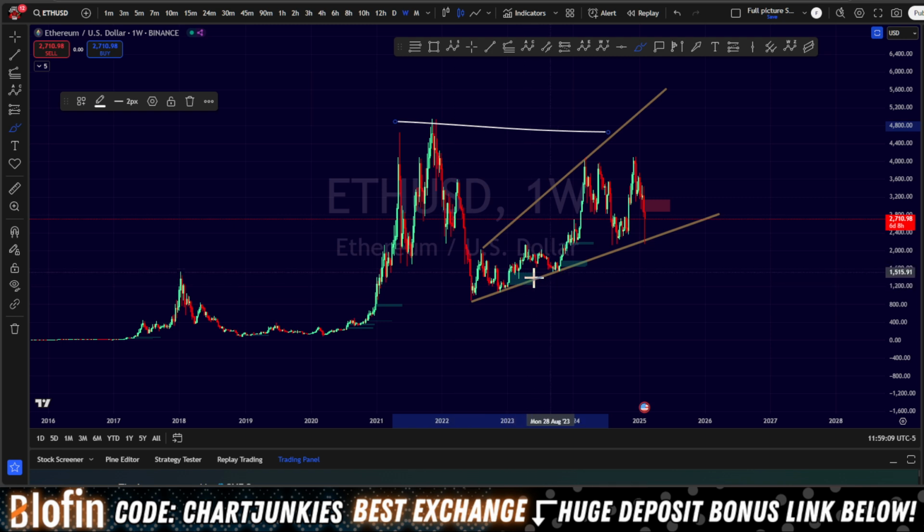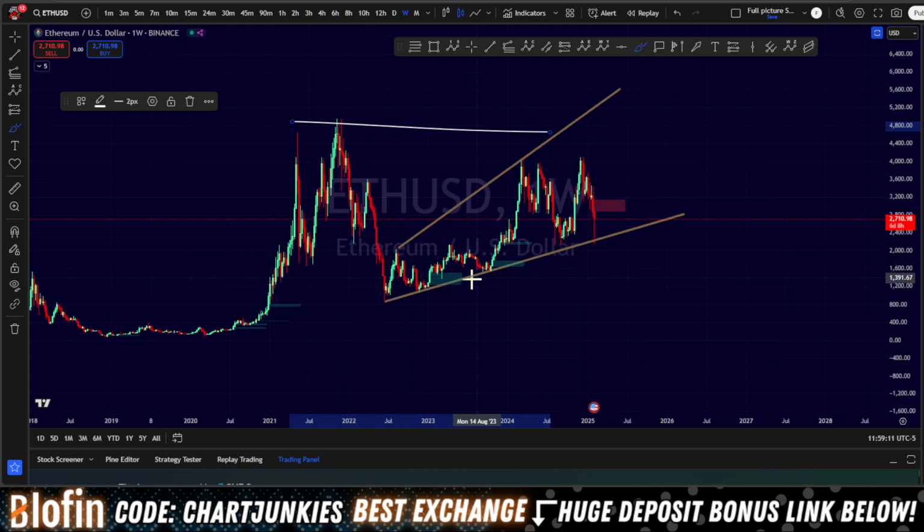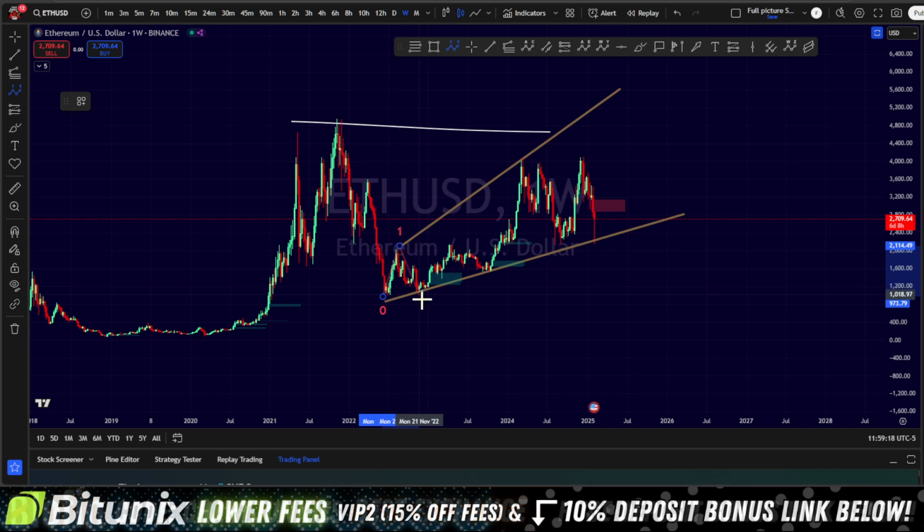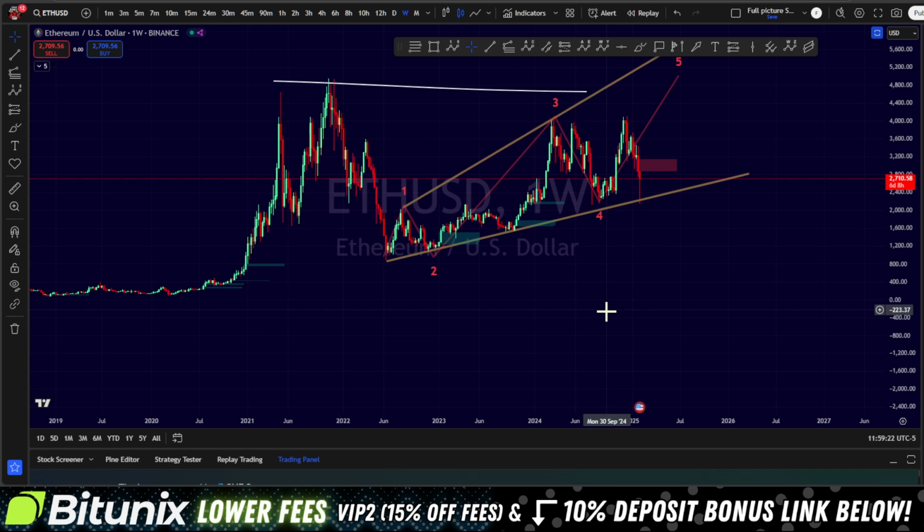How are we going to do that? This is going to be a diagonal. Diagonal is a leading or an ending wave for Elliott wave theory people. 1, 2, 3, 4, 5. Stick with me. I'm just drawing this in real quick so we have it.